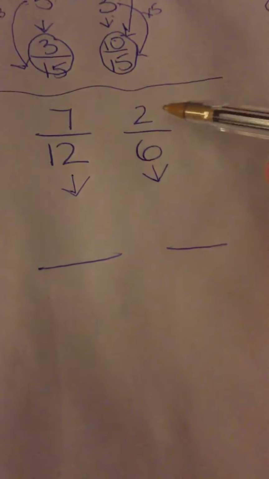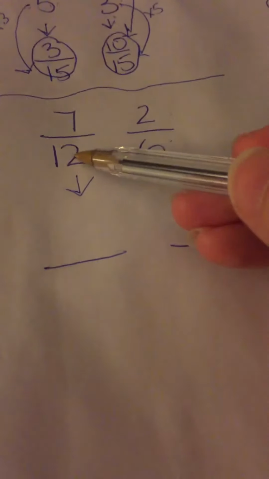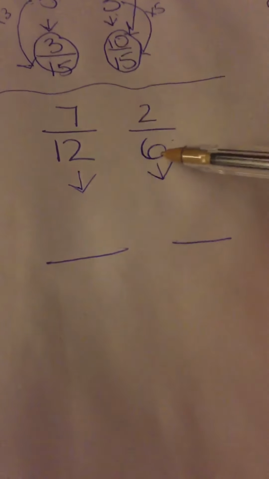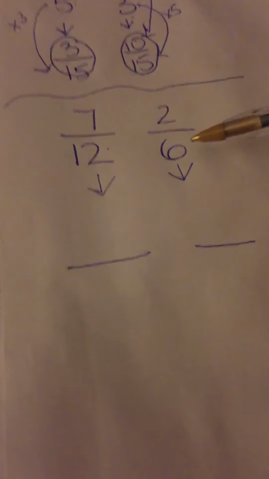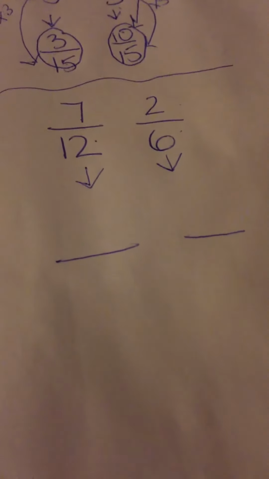We need to create equivalent fractions with a common denominator for 7/12 and 2/6. So I need to think of a common denominator for 12 and 6. I can write my list of multiples again, and I have some multiple choices actually. I could use 12, 24 would be another option, and I could go on from there.